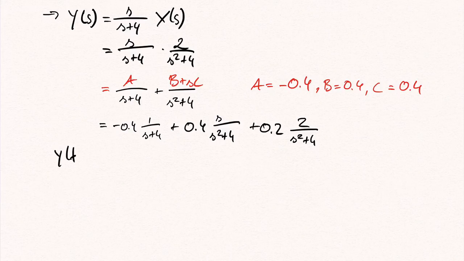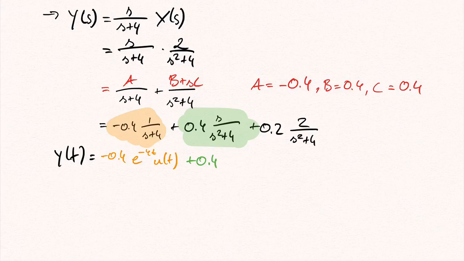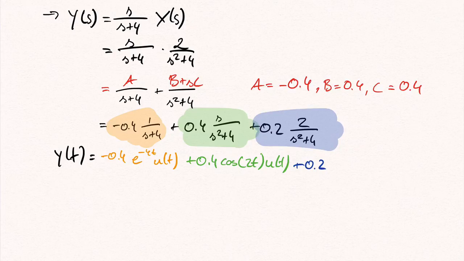Hence, we know that y(t) is equal to minus 0.4 times the inverse of 1 over (s plus 4), which is minus 0.4 times the causal exponential decaying function e to the minus 4t times u(t). The second term with s over (s squared plus 4) is the known transform of the cosine signal, so that we get plus 0.4 cosine of 2t times u(t). And the last term with 2 divided by (s squared plus 4) is again a transform of the sinusoid, such that we get the last term plus 0.2 sine of 2t times u(t).